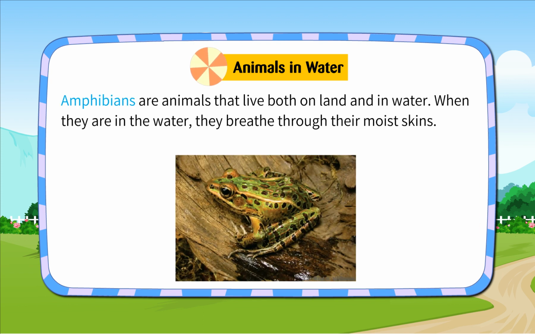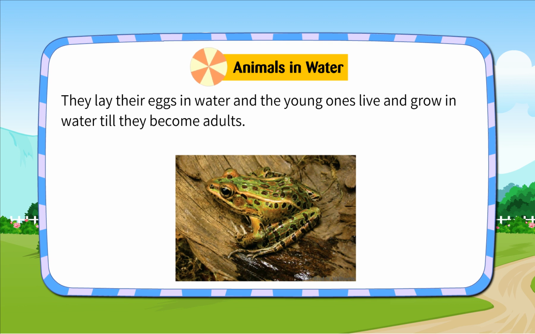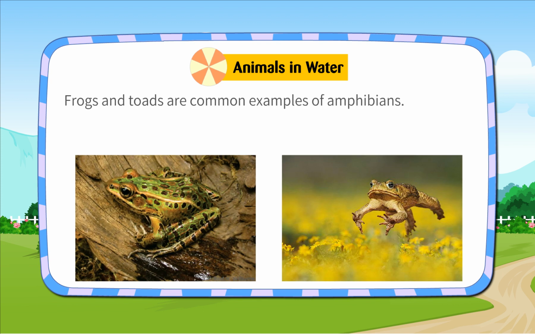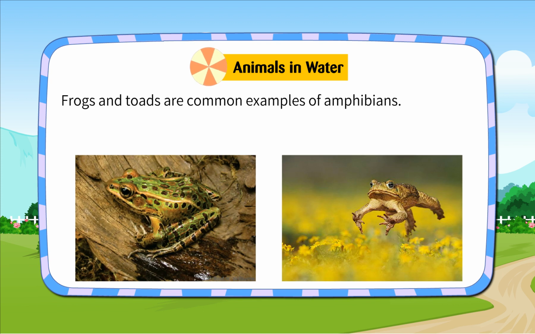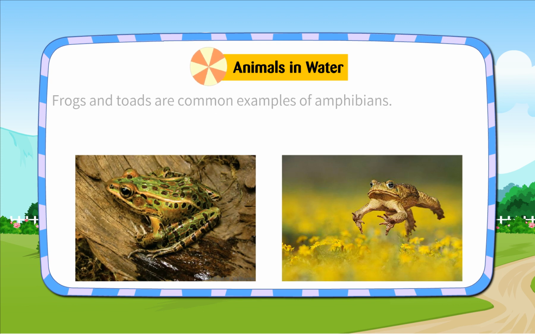Amphibians are animals that live both on land and in water. When they are in the water, they breathe through their moist skins. They lay their eggs in water and the young ones live and grow in water till they become adults. Frogs and toads are common examples of amphibians.